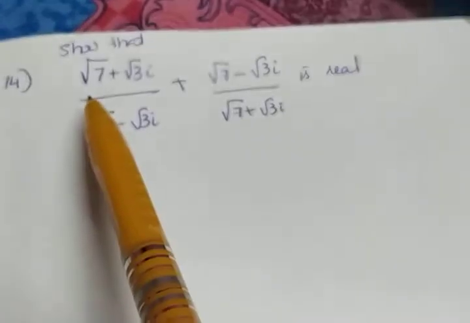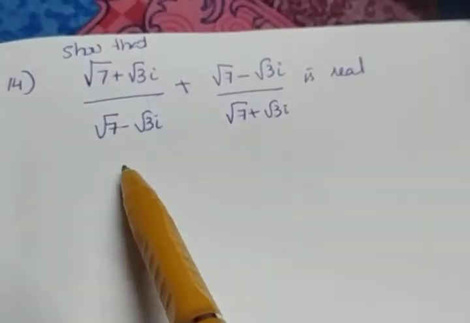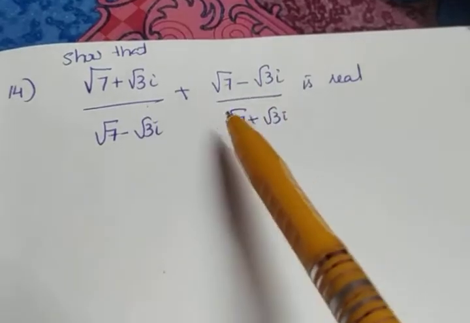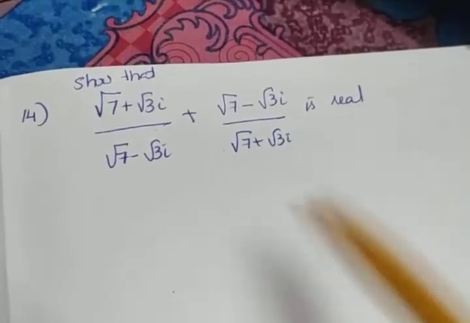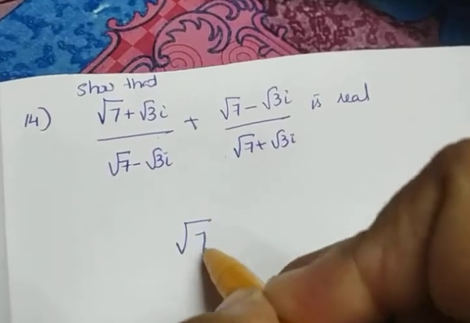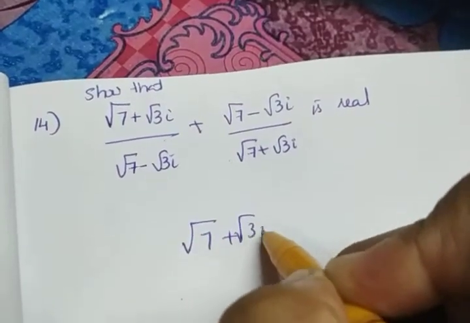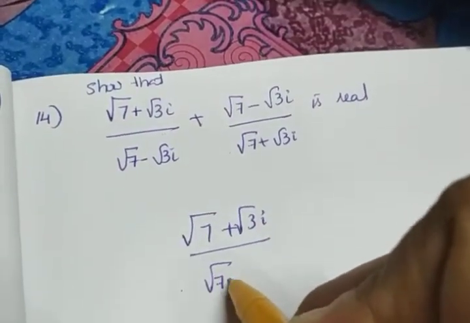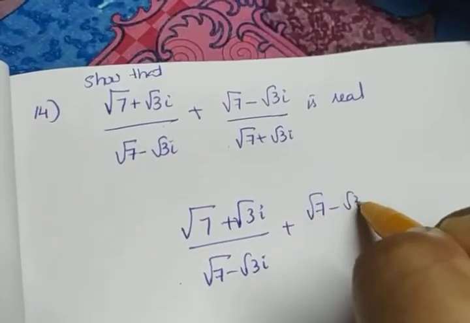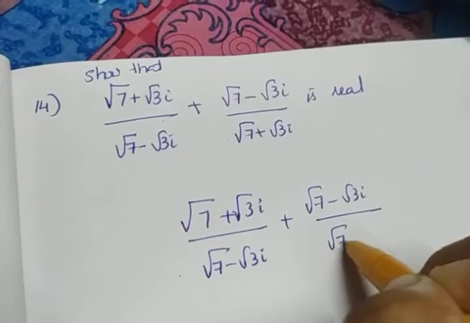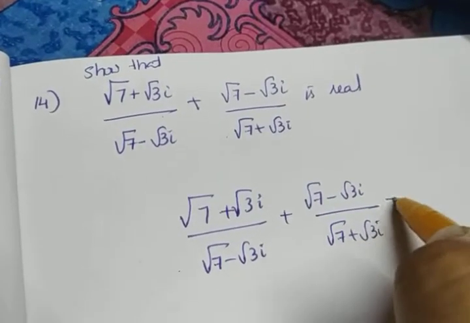The question is: show that (√7 + √3i)/(√7 − √3i) + (√7 − √3i)/(√7 + √3i) is real. So we will take the number (√7 + √3i) divided by (√7 − √3i) plus (√7 − √3i) divided by (√7 + √3i). This can be done in two ways.